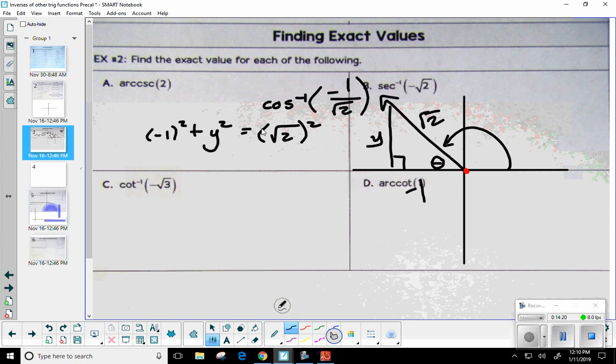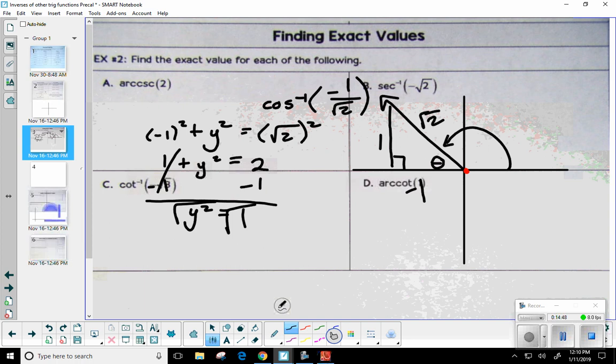Now remember, that hypotenuse, he's always, always, always positive. Well, what is negative 1 squared? 1 plus y squared is equal to 2 when you square a square root. Now I'm going to subtract 1. So y squared is equal to 1. So what's y? And what's the square root of 1? 1. So there we go.